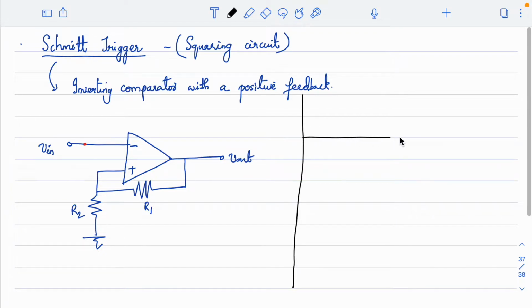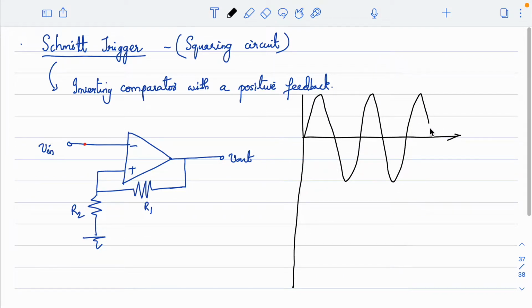Alright, so I am considering an input waveform. Now, whenever we talk about the input variation, every time that variation will be compared with the reference voltage which is forming here. This is the reference voltage. So, can you tell me what will be this reference voltage? The voltage at the positive input terminal.